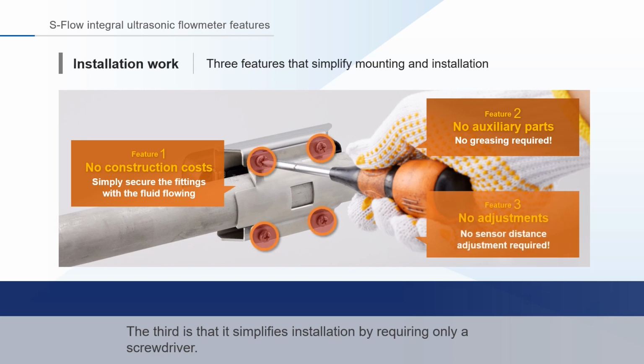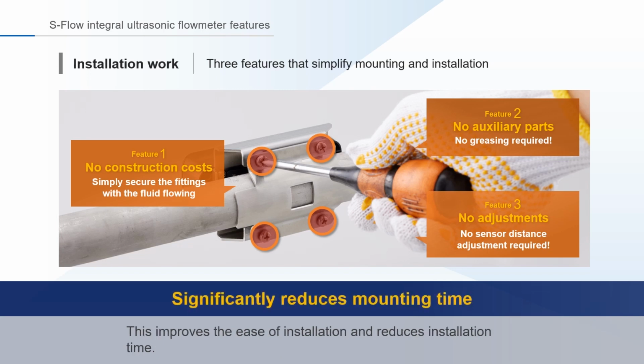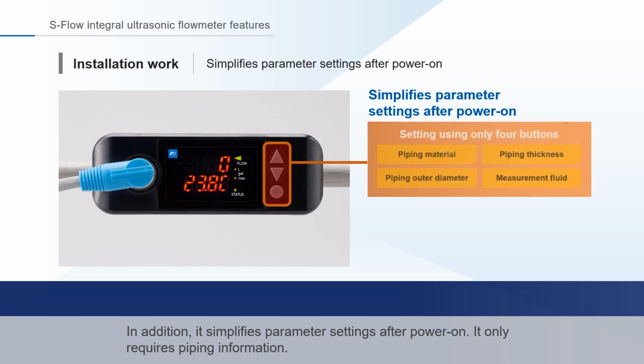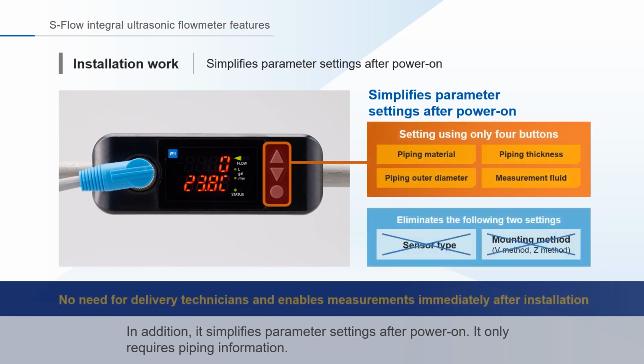The third is that it simplifies installation by requiring only a screwdriver. These features make it easy to install the ultrasonic flow meter even for inexperienced workers. This improves the ease of installation and reduces installation time. In addition, it simplifies parameter settings after power on. It only requires piping information.